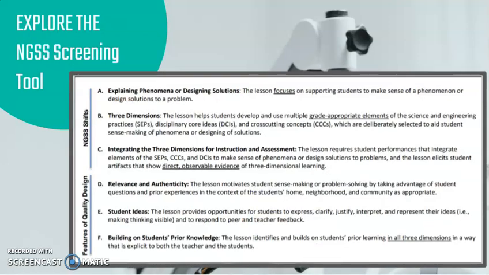A second resource that you'll explore is the NGSS screening tool. This is a large document, but take a look at page 2 where you'll see the features of quality design for NGSS lessons and the NGSS shifts. You can use pages 3 through 8 of this document where it talks about what lessons will look more like and less like, to think about some of the characteristics of your lessons and what they would be aligned with.